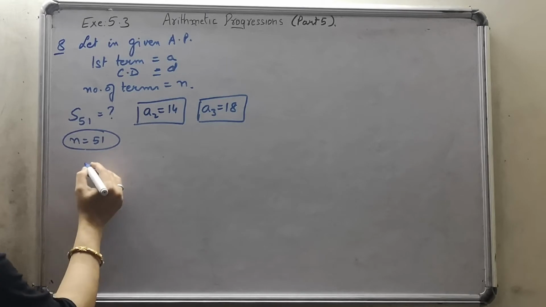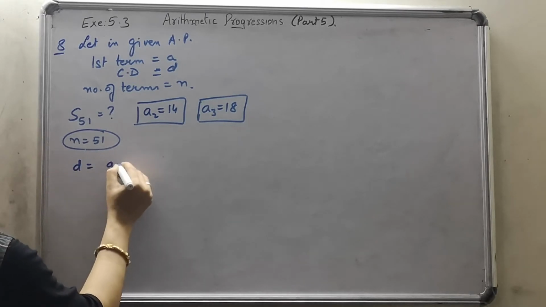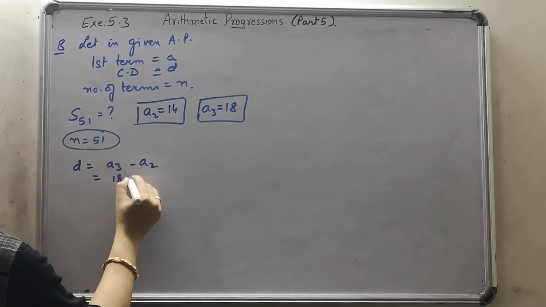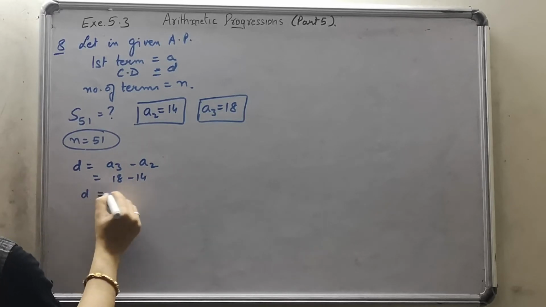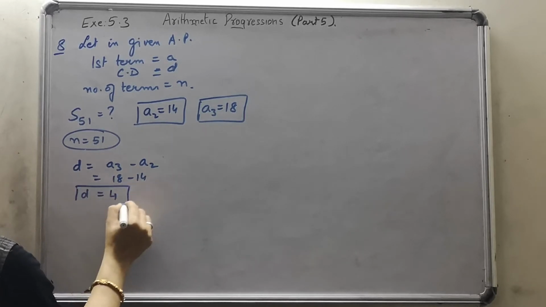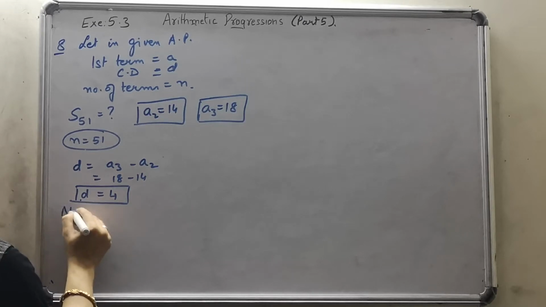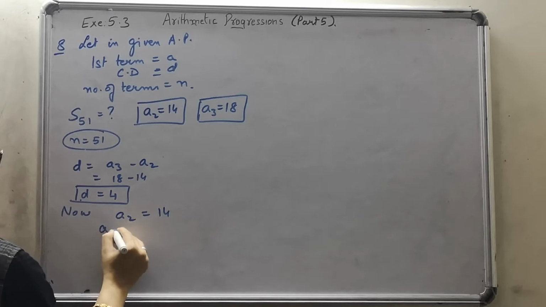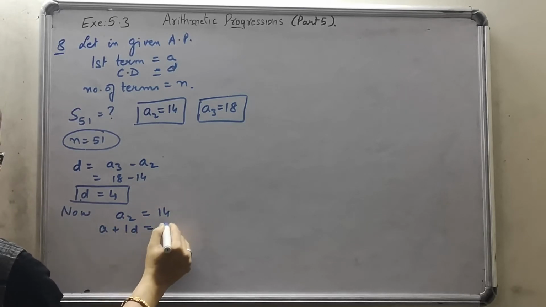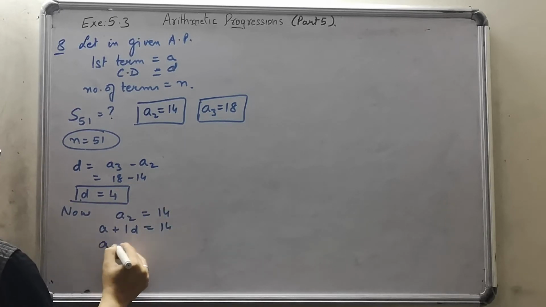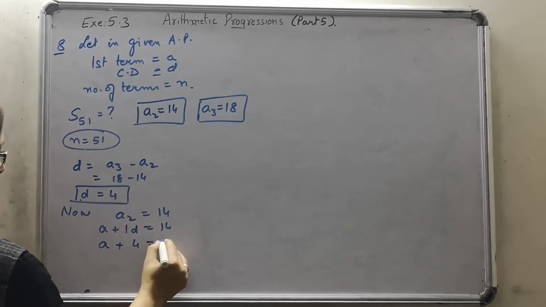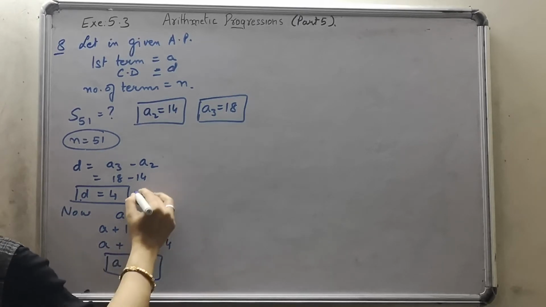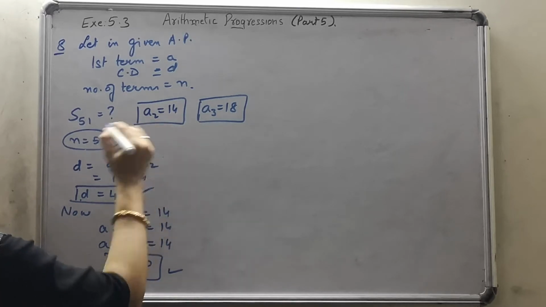So here we proceed. d is a3 minus a2, so this is 18 minus 14. So d is 4. Now, as a2 is 14, this implies a plus 1d is 14. So using d equal to 4, we can write a plus 4 is equal to 14. Hence a is equal to 10. Now we have d as 4, a as 10, and n as 51.